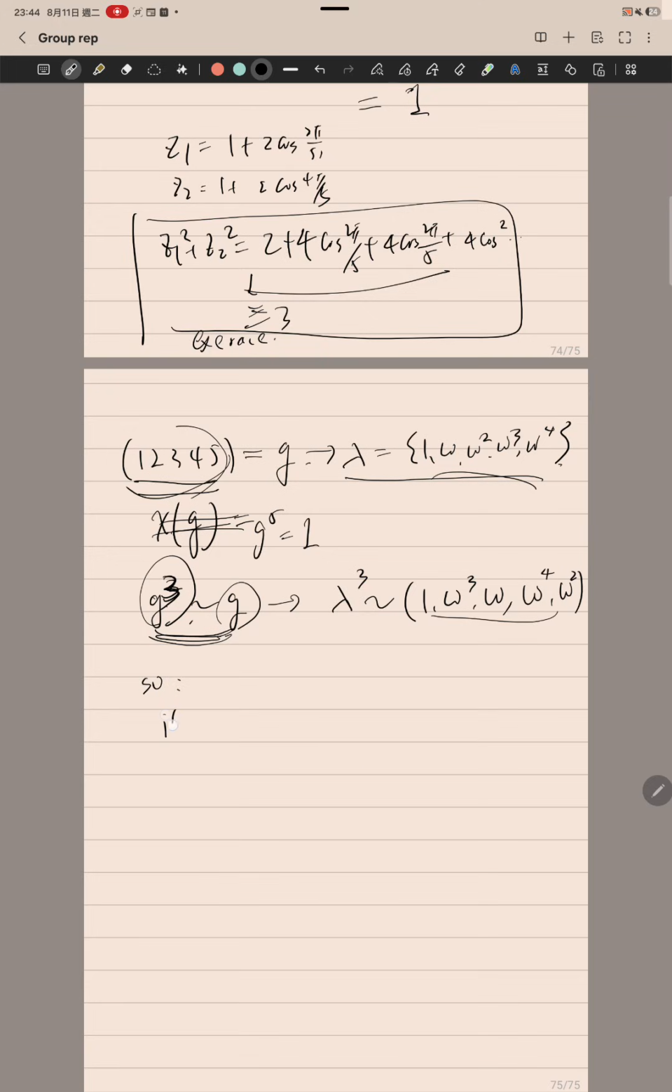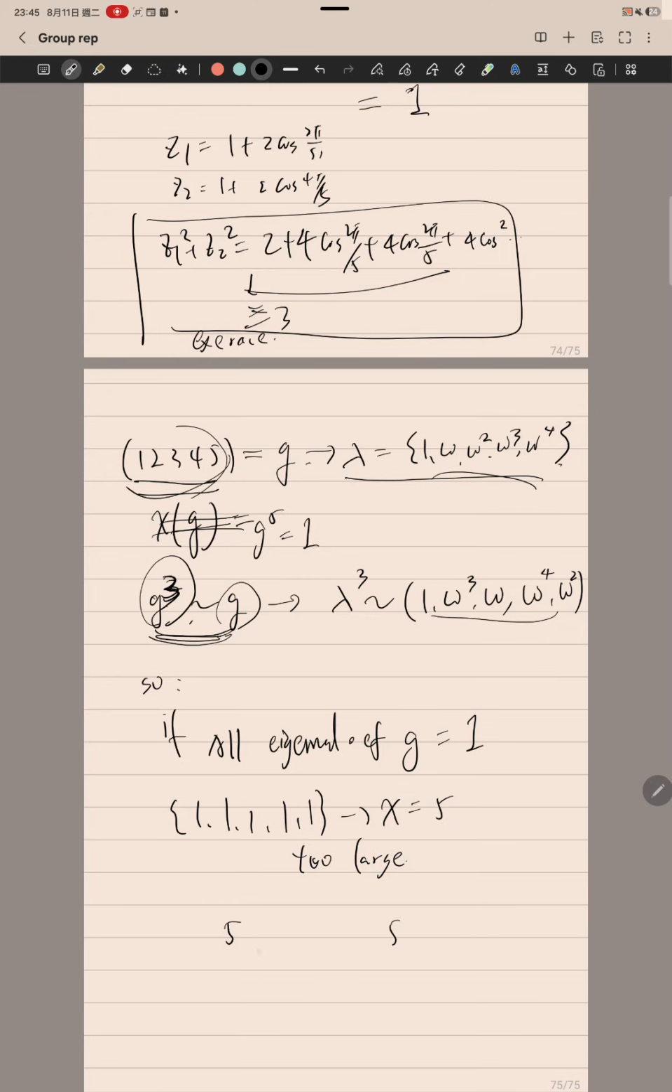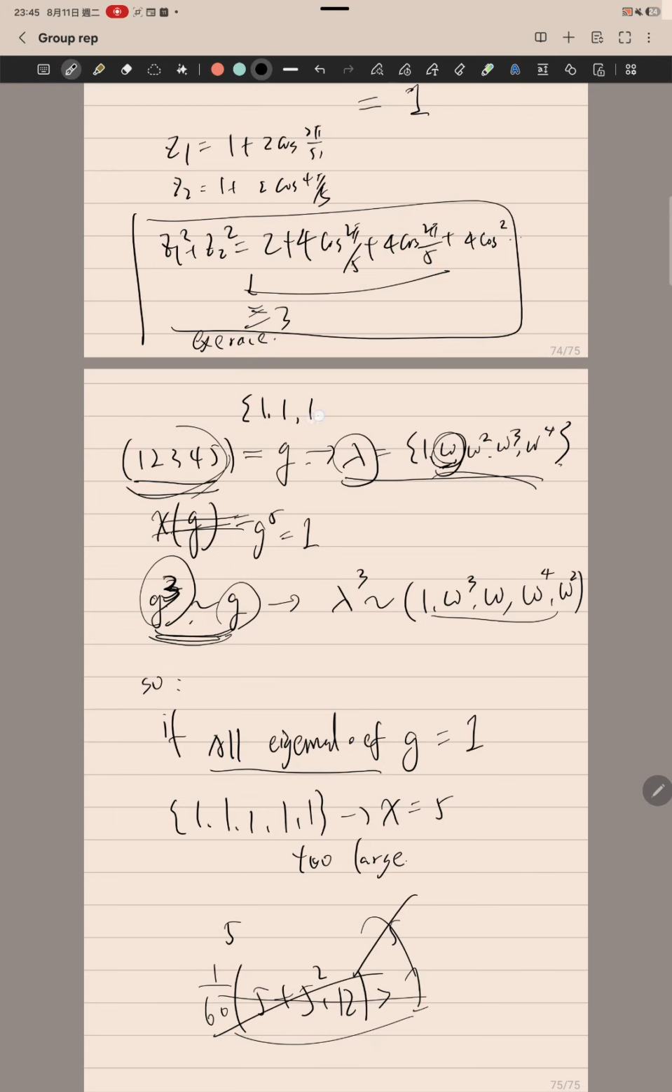So if all eigenvalues of G are 1, then this is just 1, 1, 1, 1, 1, and the trace, the character, will be 5. Okay, but you can prove this is too large, right? Because you already have 5, 5, 5 here, and you get 1/60, you get 5 plus 5 of this is a square of something. This is too large, so this cannot be 5. But if this contains one eigenvalue which is omega, maybe it's 1 plus 1 plus 1 omega.